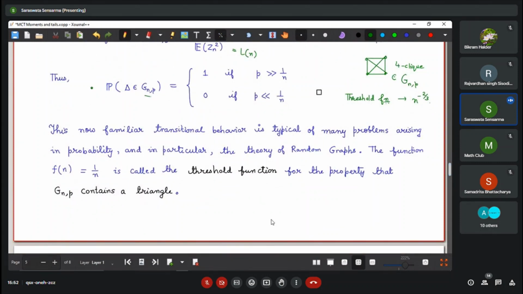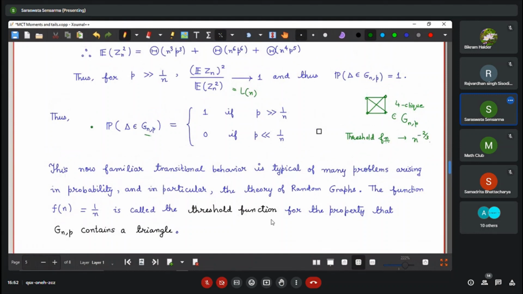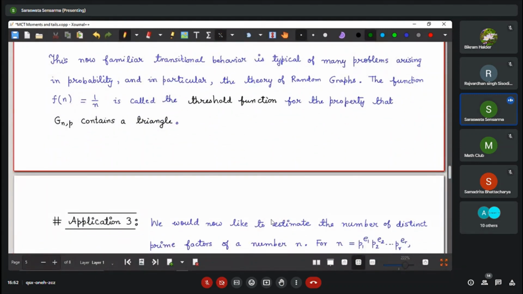Yeah, that's the end of this example. Are there any questions, doubts, anything? I'll take a sip of water.